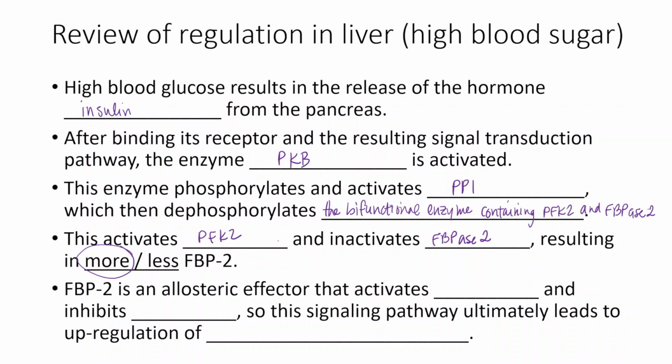And F2,6BP, as we know, is the allosteric effector for one of the enzymes in our metabolic pathway. Which one is activated by F2,6BP? Yeah, PFK1. And so if it activates PFK1, what's getting inhibited? What does the opposite of PFK1? Yeah, FBPase1. So if PFK1 is activated, which metabolic pathway are we going to upregulate? Yeah, glycolysis.